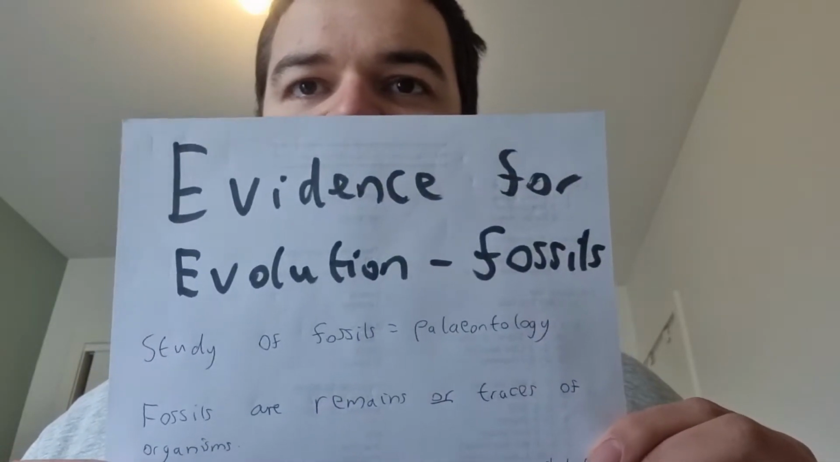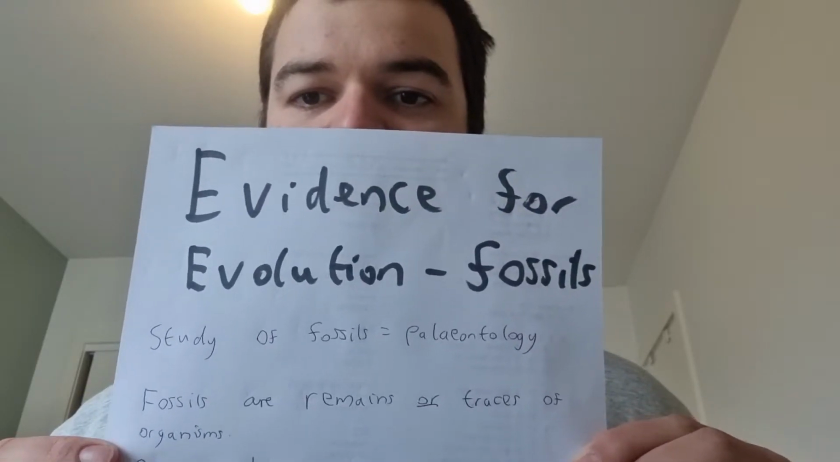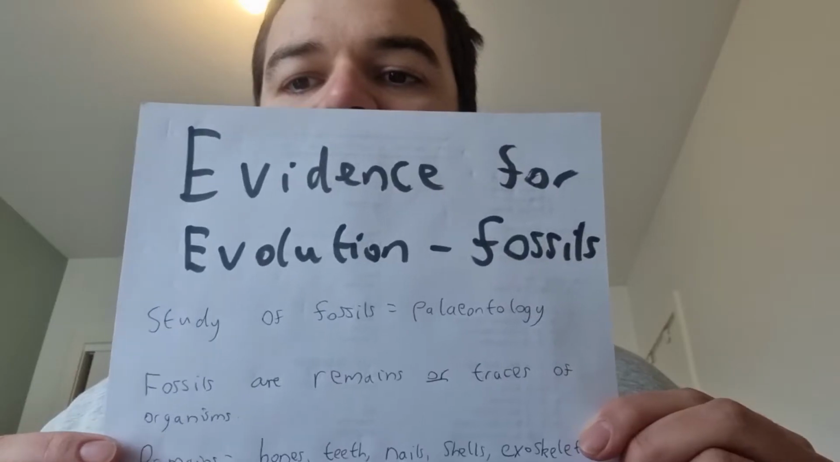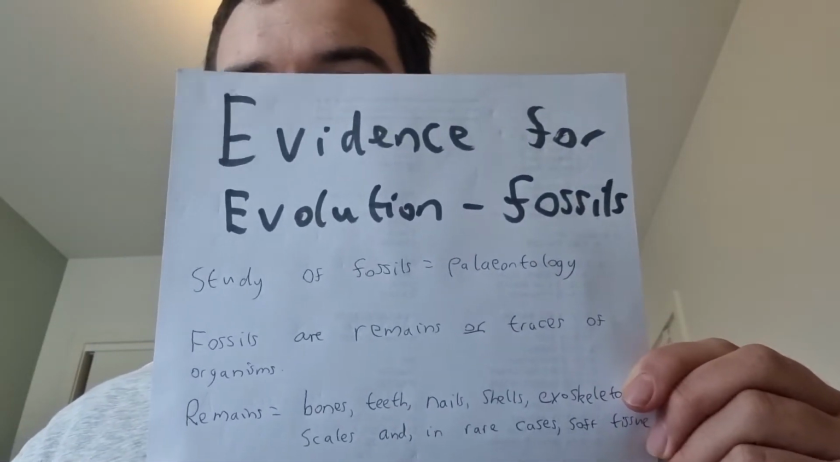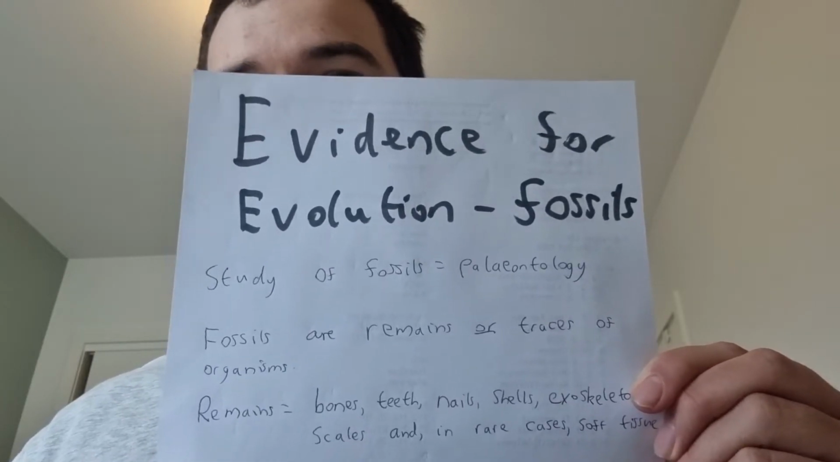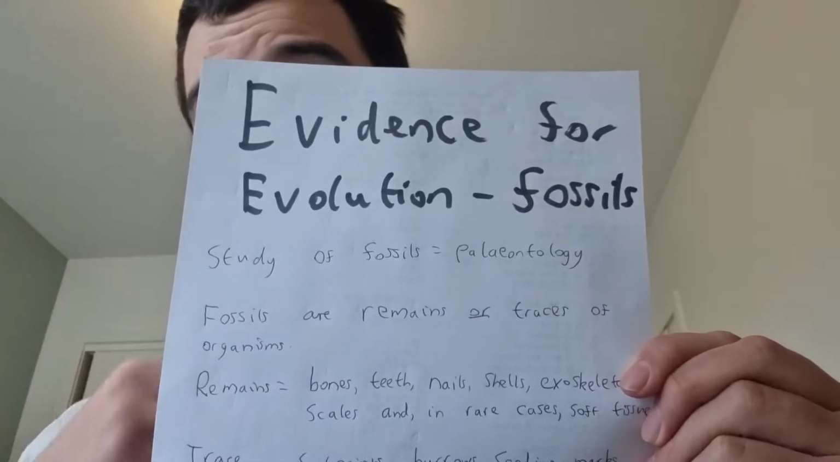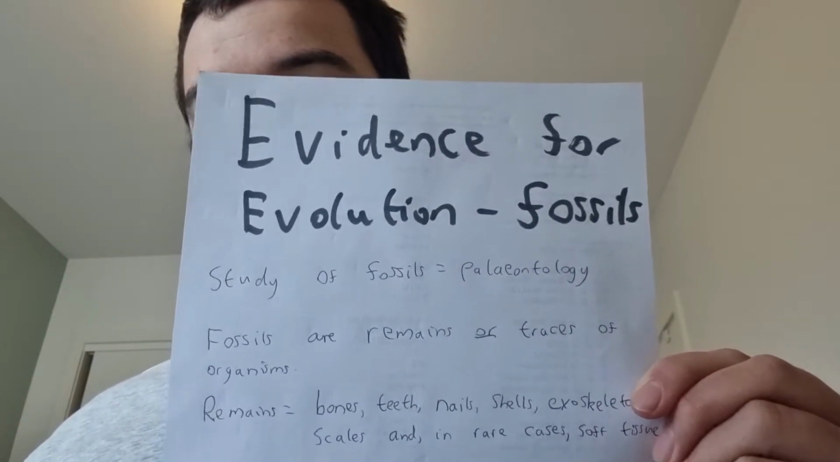So what a fossil is, a fossil is either the remains or the trace of an organism that has died. So the fossils that we probably most associate as fossils are the remains. That's things like bones, teeth, nails, shells, exoskeletons, and very rarely soft tissue. Those would all be the remains as fossils.